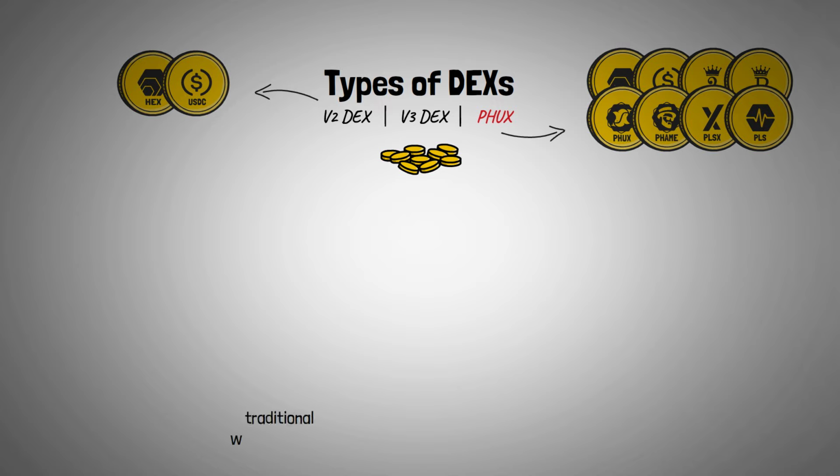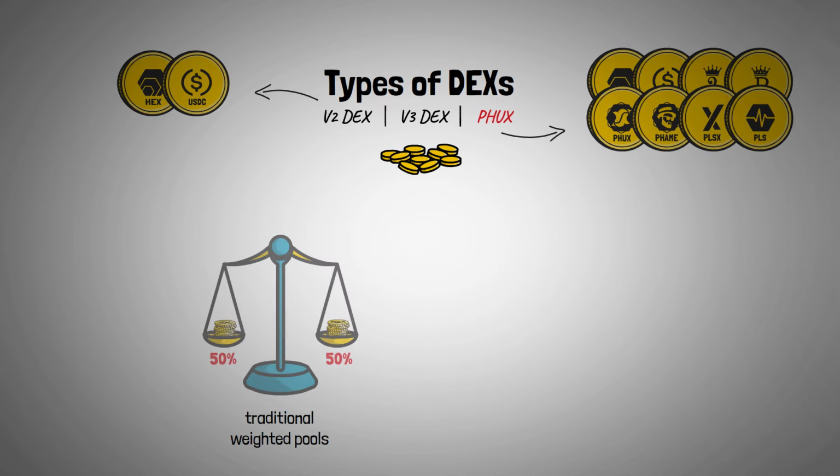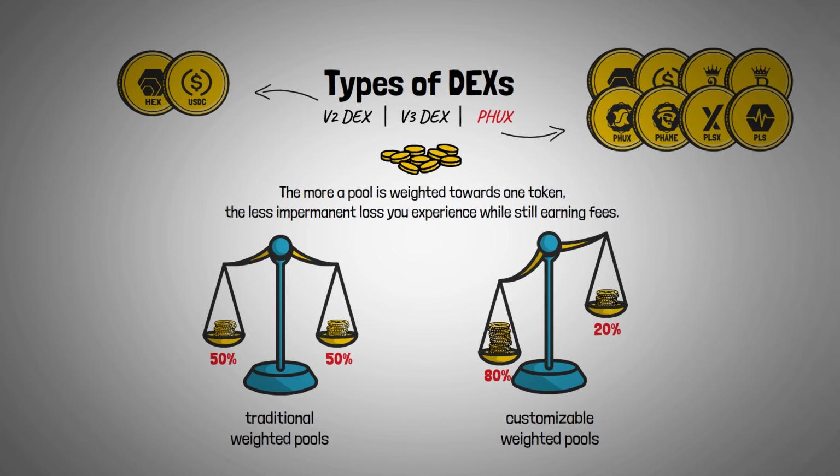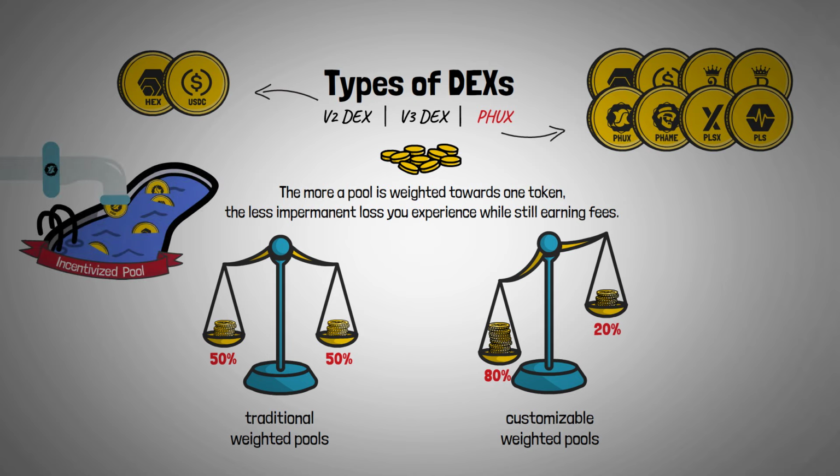There are both traditional weighted pools, where an equal dollar amount of each token is deposited, and customizable weighted pools, where you can allocate a higher percentage to one coin, thereby reducing the risk of impermanent loss. The more a pool is weighted towards one token, the less impermanent loss you experience while still earning fees. Some pools are also incentivized with an additional reward token, which I explained in a previous video, so be sure to check it out after this one if you haven't already.